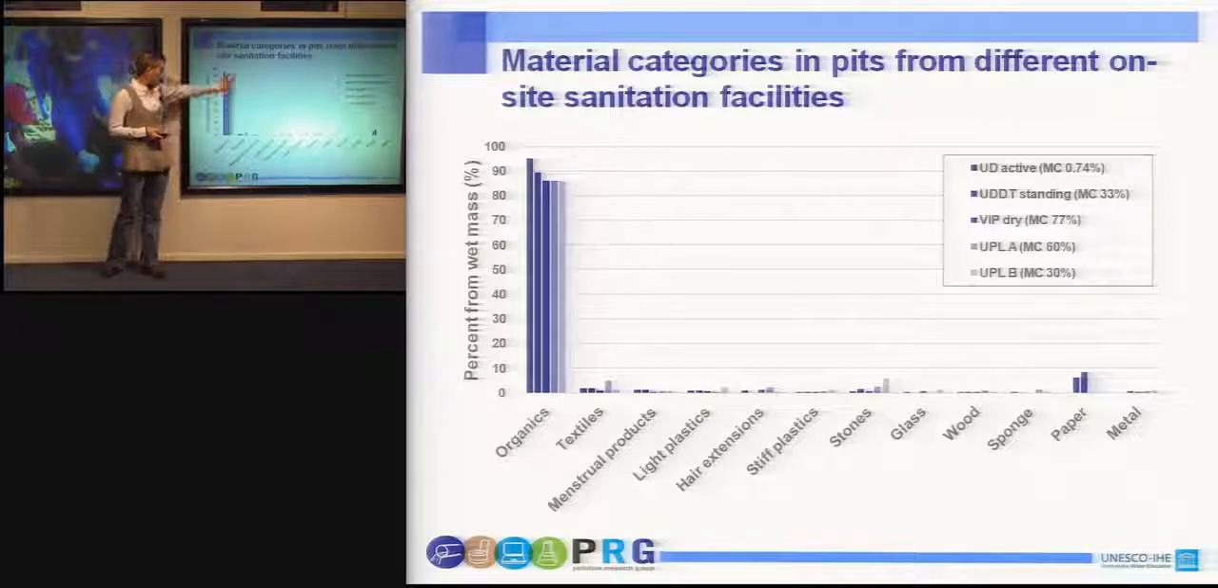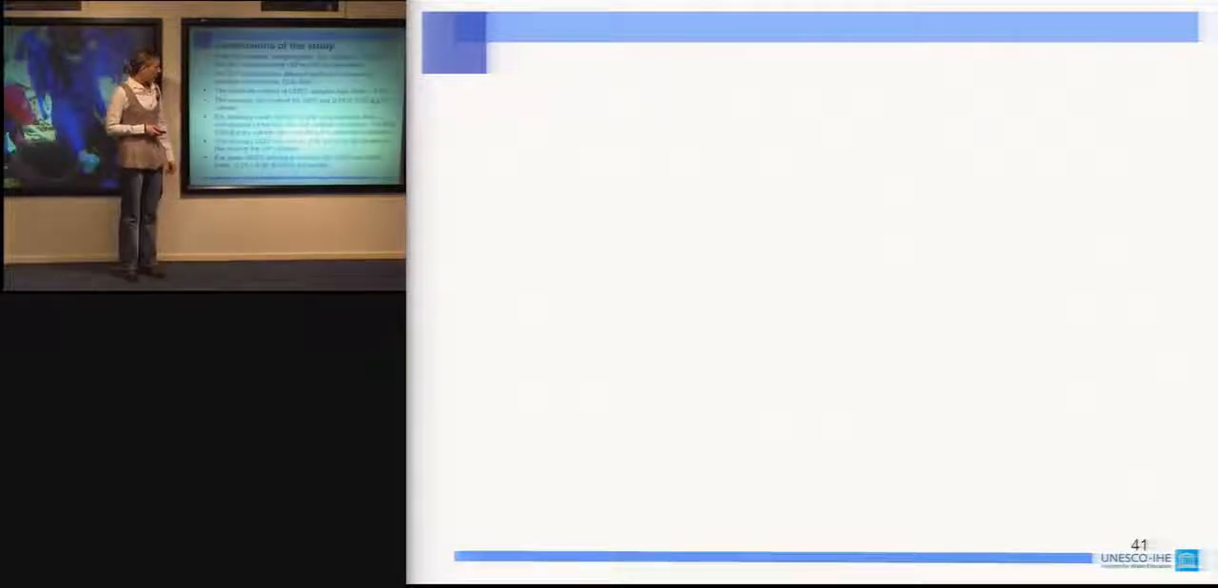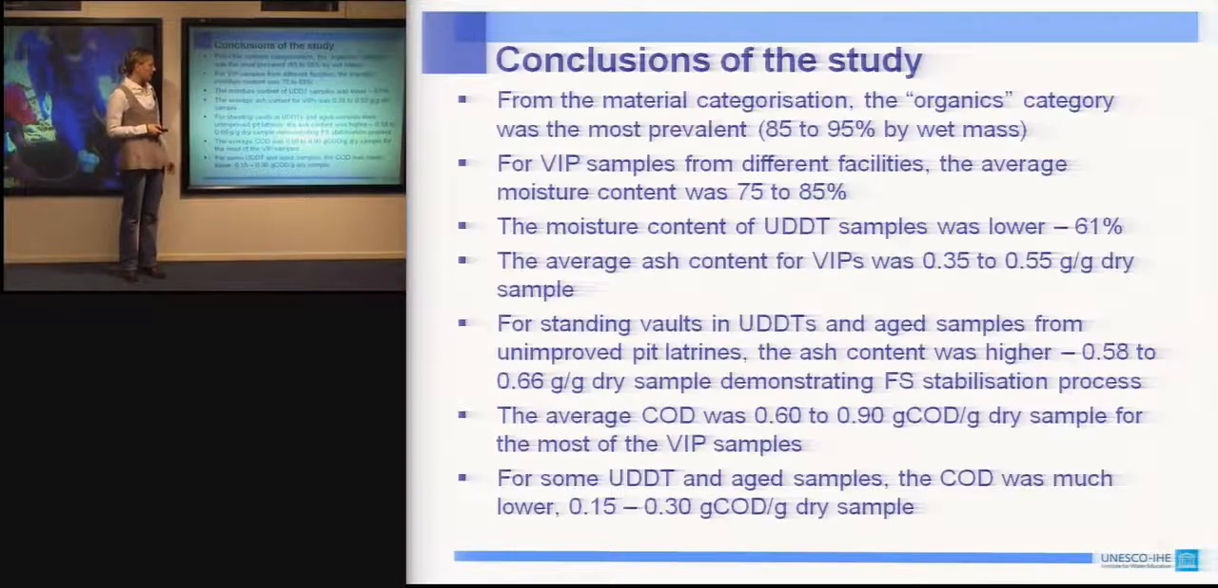This shows the organic fraction, which was attributed to fecal sludge mainly. So it showed a distribution between 85 to 95% by wet mass. And then for the other material groups, we had a distribution of 2 to 3% by wet mass.